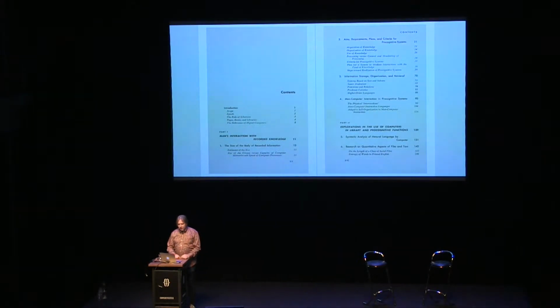It has two parts. 1, concepts and problems of man's interaction with the body of recorded knowledge. And 2, explorations in the use of computers in information storage, organization, and retrieval. I just love the scope of that first part, right? Looking at the body of recorded knowledge. It's interesting that he talks about knowledge, not information, not data, but knowledge. How does data become information? How does information become knowledge?